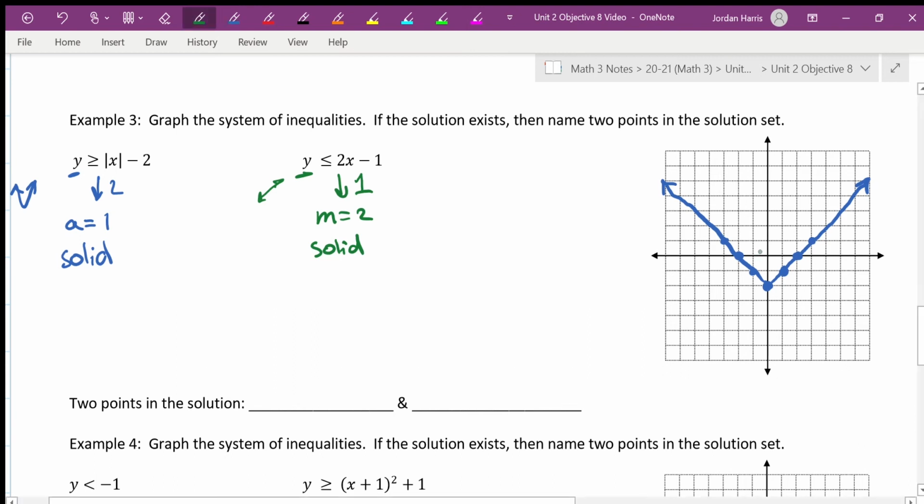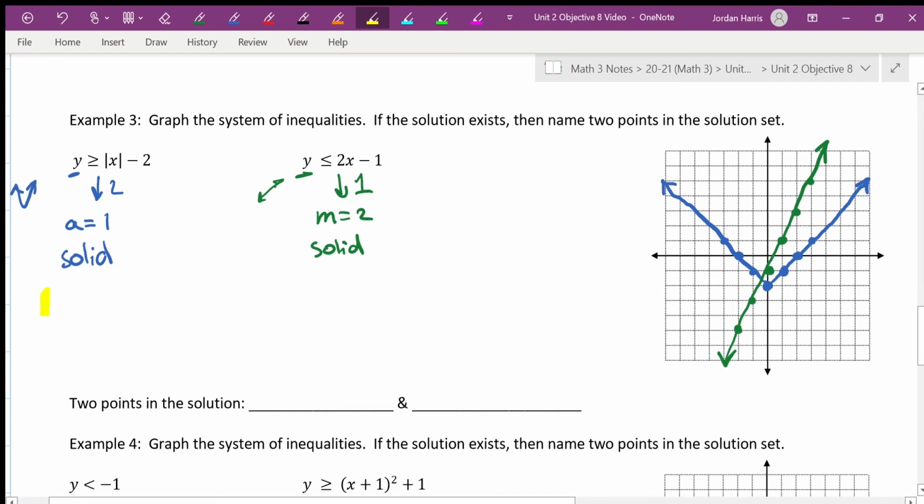This one is a down 1 shift with a positive 2 slope. I'm going to go backwards a little bit to help me get that line in. Oops, the last point was right. Down 1. There we go. So kind of like that. They're both solid. Make sure you're careful about that.